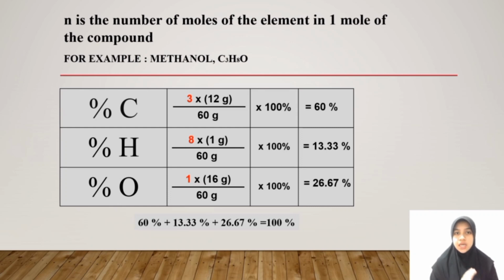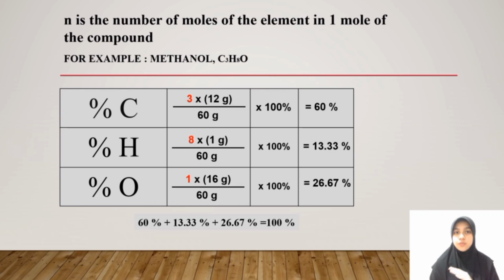Next is hydrogen. The number of moles of hydrogen in methanol is 8. So 8 we multiply with 1, which is hydrogen's molar mass, and then we divide by the molar mass of methanol, which is 60, and then multiply by 100. So we get 13.33%.